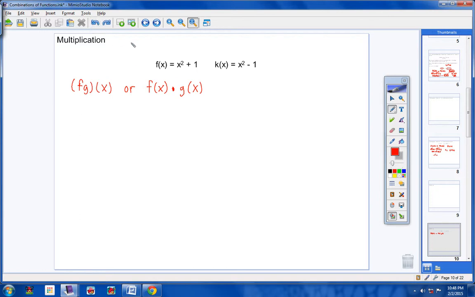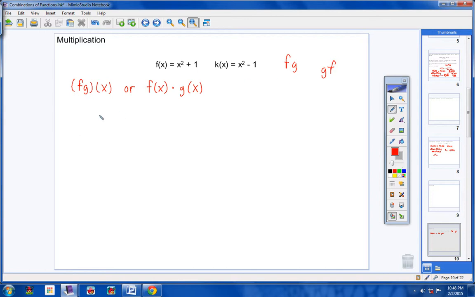Because this notation here means composition. It does not mean multiplication. So make sure you're very careful if you use this notation here, okay? But we're going to multiply these two functions together. Now, before I do that, please understand that f times g is the exact same thing as g times f. In multiplication, the order does not matter, okay? So let's go ahead and multiply these two together.